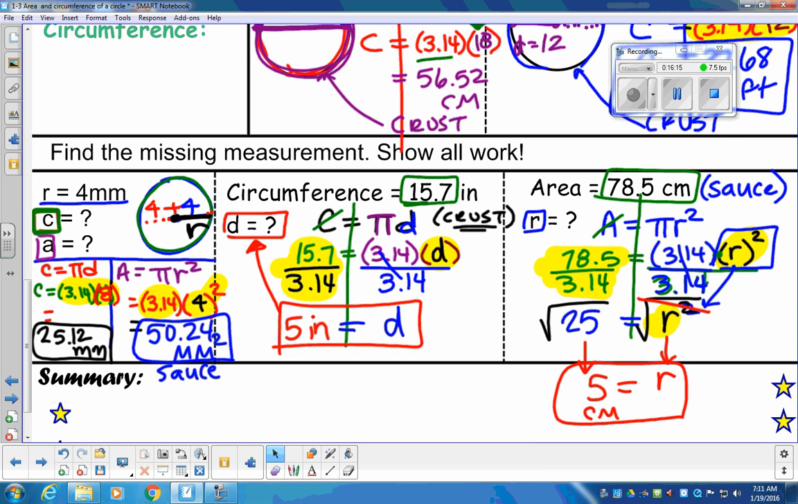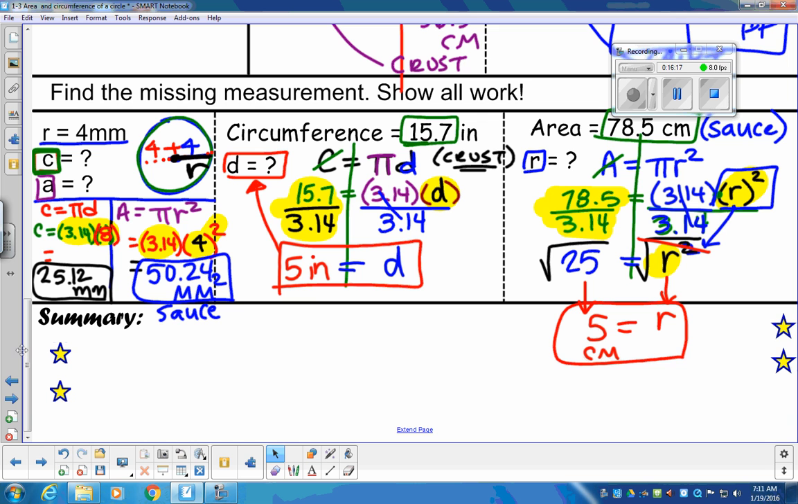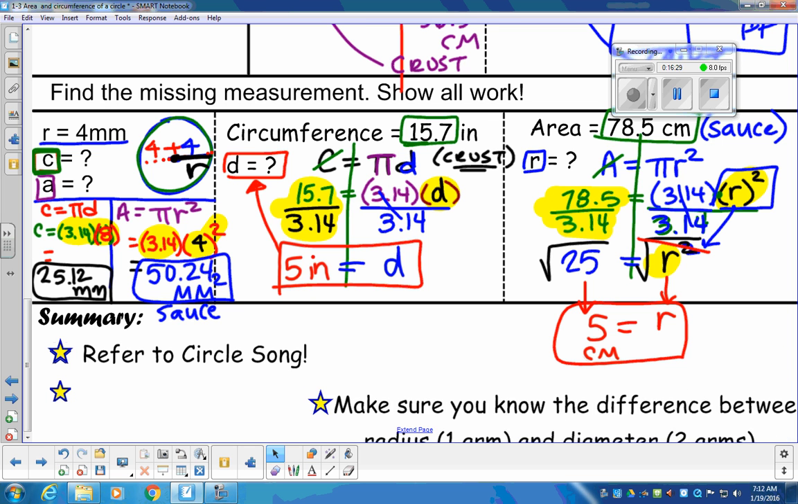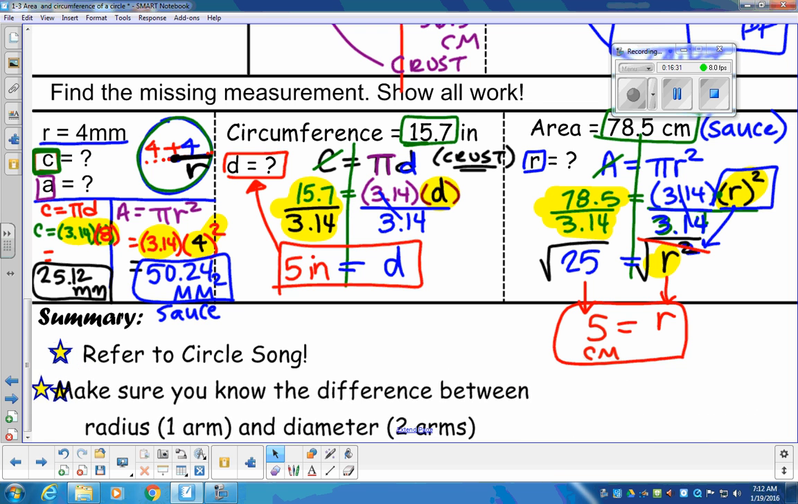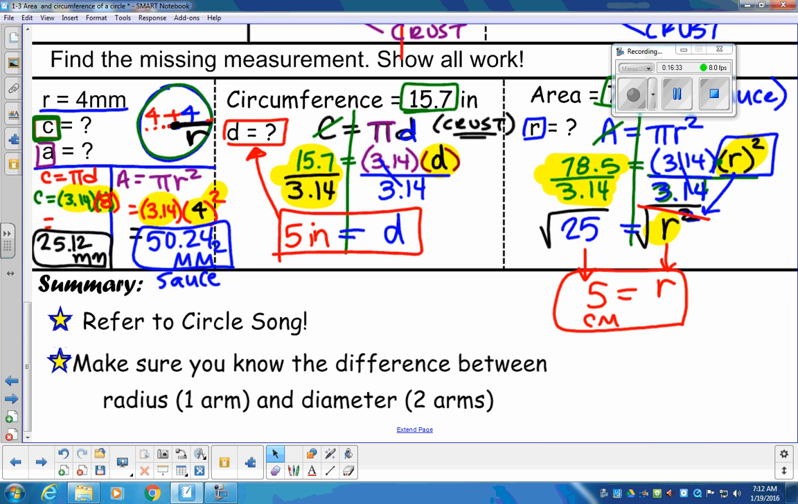Excellent job, 7th grade. So for our summary today, we talked about just a couple of things. Remember to refer to the circle song. Pi r squared sounds like area to me. When I need a circumference, I'll just use pi d. A diameter is a line that goes from side to side passing through the center, all that stuff from the circle song. And make sure you know the difference between the radius, which is 1 arm, and the diameter, which is 2 arms. Go ahead and copy those summaries down. Everybody should be copying the summary down right now.